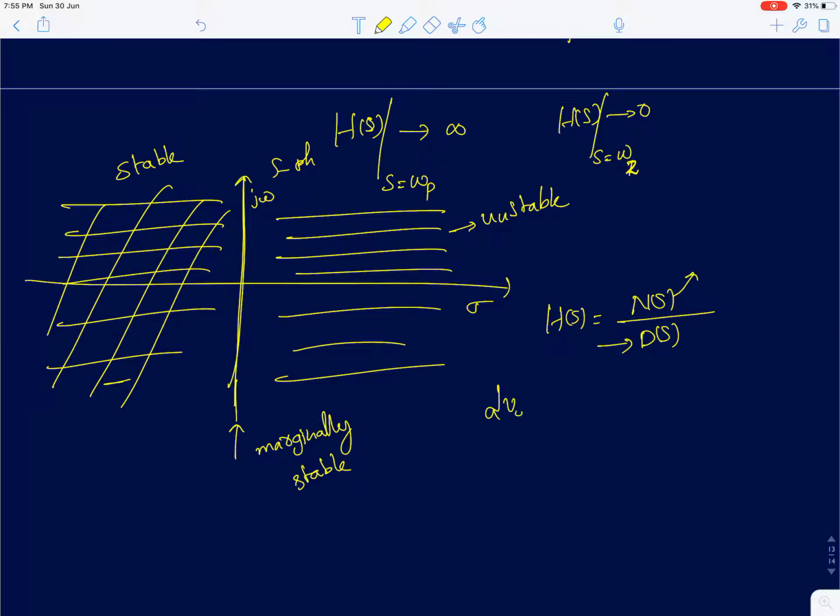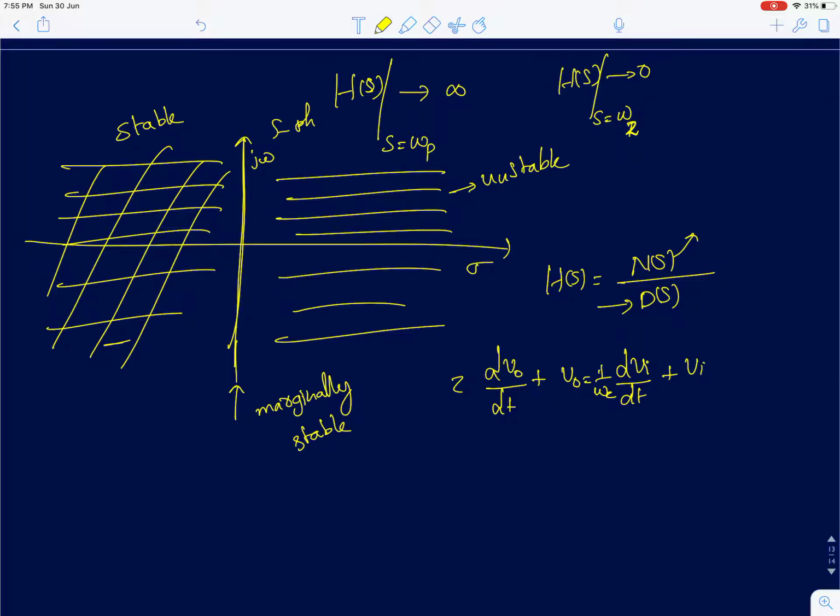So I'll take a simple example. If you take dv naught by dt into tau plus v naught equals, say, dvi by dt into 1 by omega z plus vi. Now take Laplace transform on both the sides.